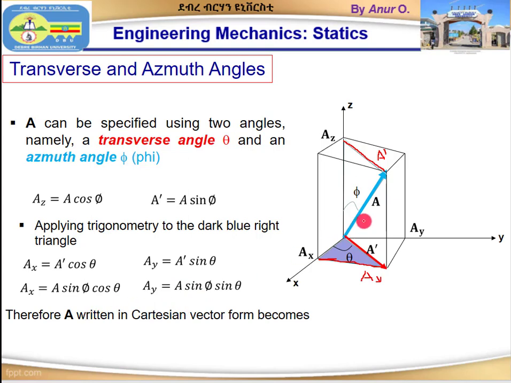Finally, vector A in space, if the problem is given in transverse and azimuth angle, we can express A in a Cartesian vector as A is equal to A sine phi cos theta i plus A sine phi sine theta j plus A cos phi k.